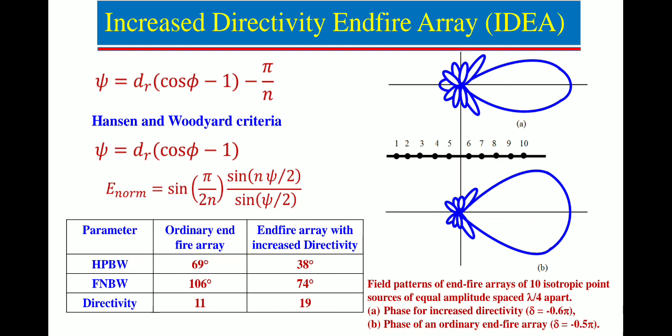So in this pattern also we can see the end fire arrays of 10 isotropic points, say for equal amplitude, spaced lambda by 4 apart. The phase for increased directivity, that is delta, is equal to minus 0.65, and for the phase of an ordinary end fire array, delta is equal to minus 0.55.